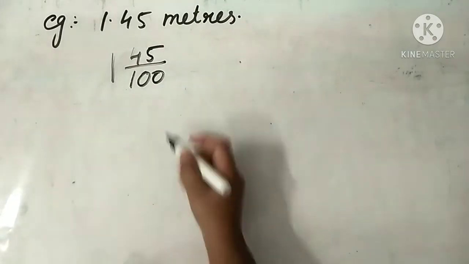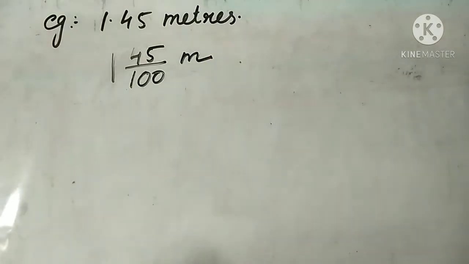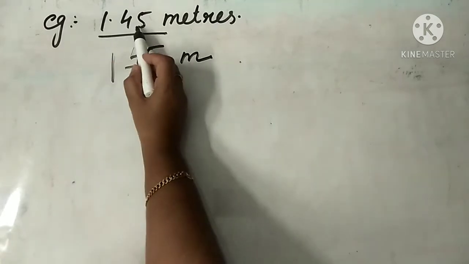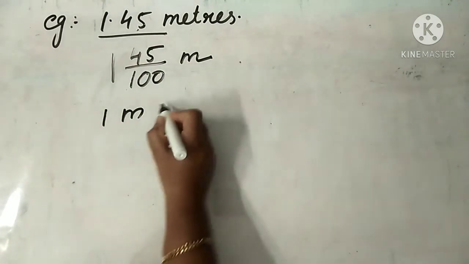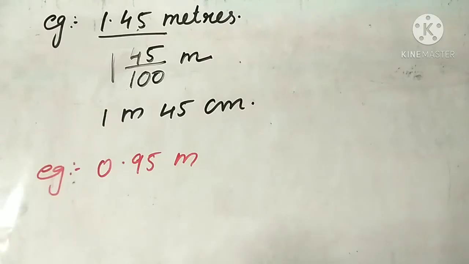So the fractional form is 145 by 100 meter. This means 1 meter 45 centimeter. So this we can write as 1 meter 45 centimeter. Another example.